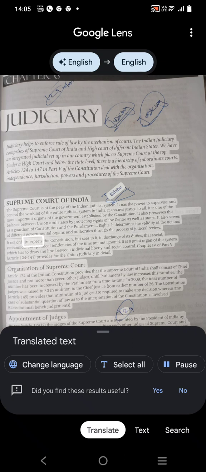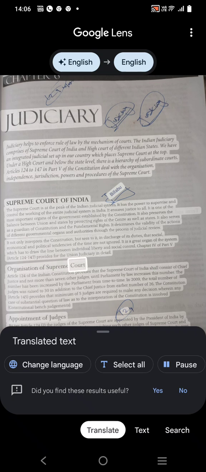It not only interprets the Constitution, but sees to it, in discharge of its duties, that social, economic and political tendencies of the time are not ignored. It is a great organ of the system which has to draw the line between individual liberty and social control. Chapter 4 of Part 5, Articles 124 to 147, provides for the Union Judiciary in detail.